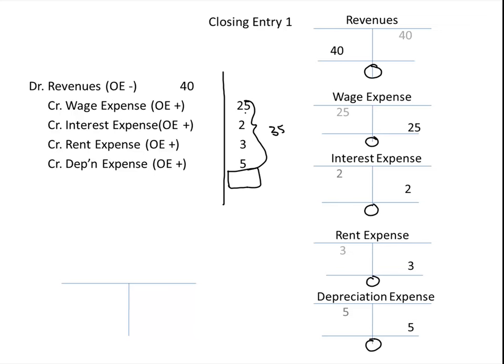And so what we're going to do is we're going to create another temporary account just for a few moments called income summary, and we're going to put that $5,000 into our income summary account.